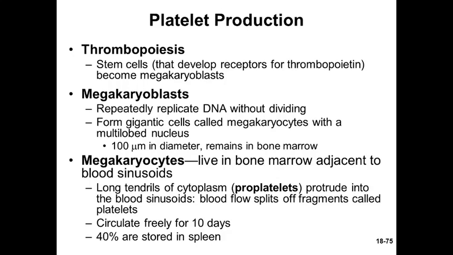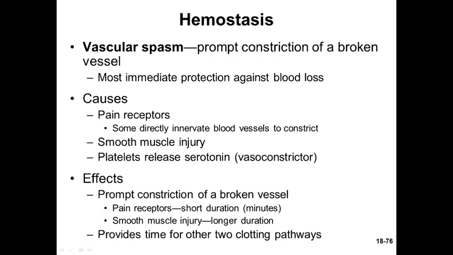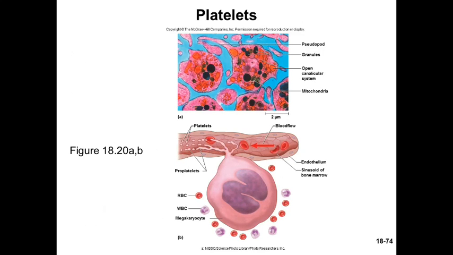The total production of platelets would be referred to as thrombopoiesis. There is a hormone called thrombopoietin, which would upregulate the megakaryocytes to make more platelets. And the megakaryoblasts are repeatedly replicating DNA without dividing. So they're just these huge, multinucleated cells that remain in the bone marrow. And then there are the megakaryocytes that are formed from them.